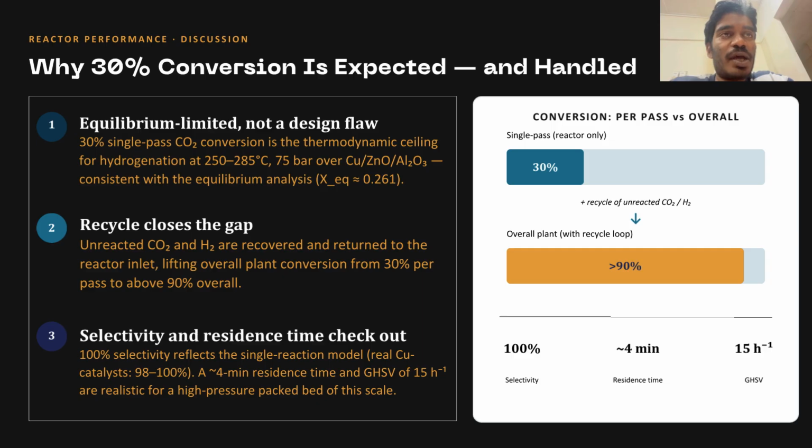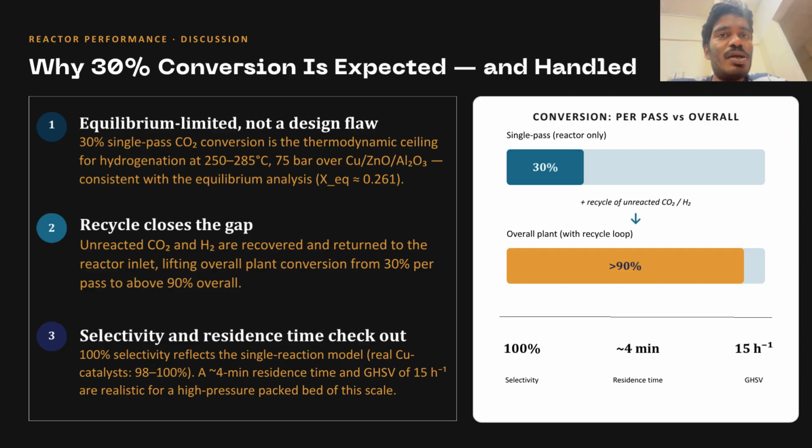Unreacted carbon dioxide and hydrogen leaving the reactor are recovered and sent right back to the reactor inlet, which lifts our overall plant conversion from 30% per pass to more than 90% overall. Meanwhile, our selectivity of 100% reflects the simplified single reaction model we used. Real copper-based catalysts typically achieve 98 to 100% selectivity in practice, and the roughly 4-minute residence time we calculated is physically realistic for a real reactor at this scale and these operating conditions.